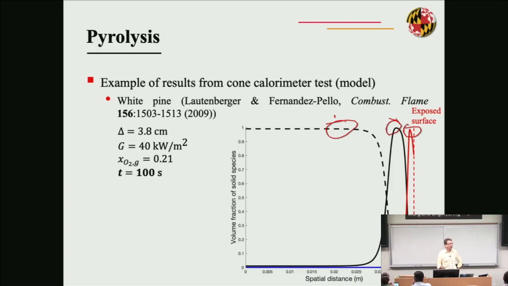You have a core that is unaffected yet, and you have things that are happening at the surface, but over time things are going to move from the surface to the interior of that particle if you maintain the 40 kilowatt per meter square external heat flux.